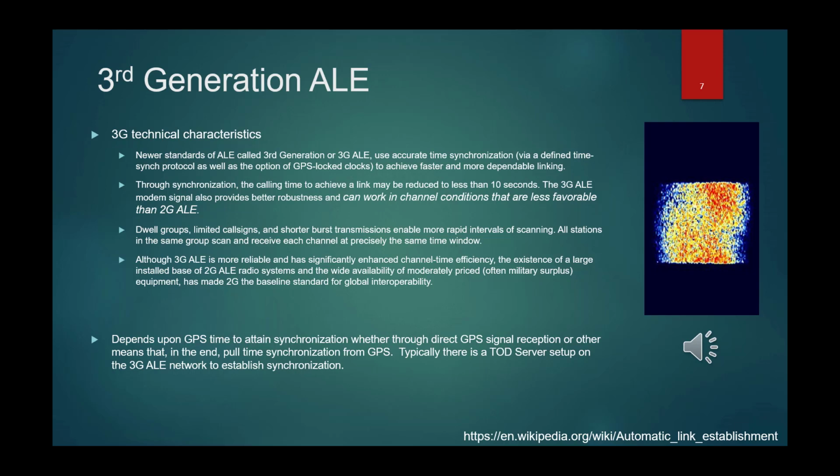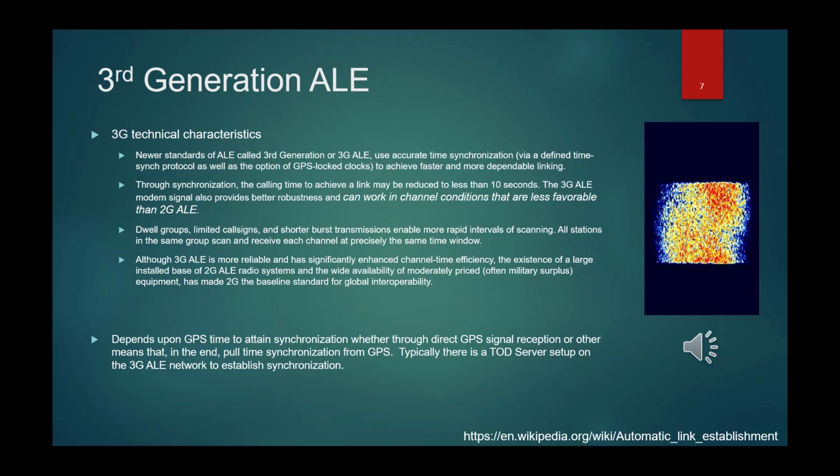Whereas with 3G ALE, it's intended that they're all going to be transmitting or receiving and listening to each other at the same time, or attempt to. So that requires GPS, and it requires some way to ensure that everybody's got the same time. Typically in a 3G ALE network, we set up a time of day server to ensure that you have a station that can establish what is the correct synchronized time.